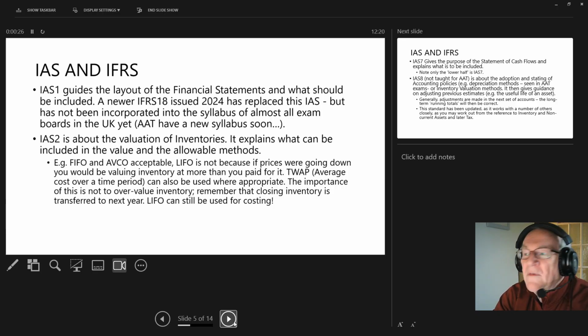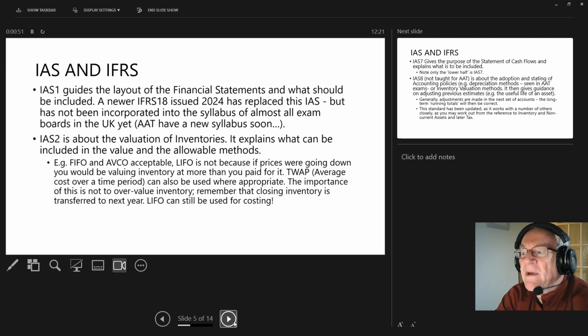But the exam boards haven't adopted that yet, so I know AAT have got a new syllabus soon. Of course, it will mention IFRS 18, not IAS 1. Can't rewrite the syllabus every year. Sometimes little updates come through from the examining boards. So IAS 2, sticking to numerical order. Again, one that you may have learnt a lot about without realising where the rules came from.